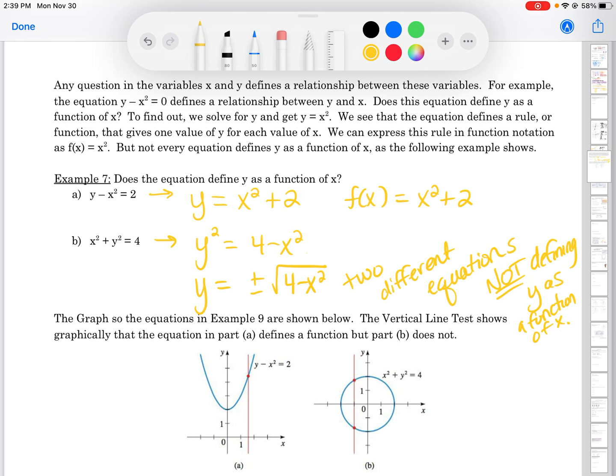The graphs of the equations in this last example, example 7, are shown below. If I were to graph A and B, I have a parabola in A, as we see x squared plus 2. We have a circle with a radius of 2 in B, and when I take a look at that, even using the vertical line test, I can see that I don't pass that function test.